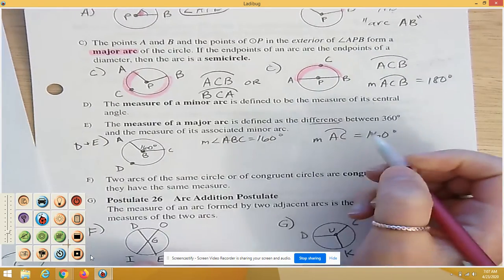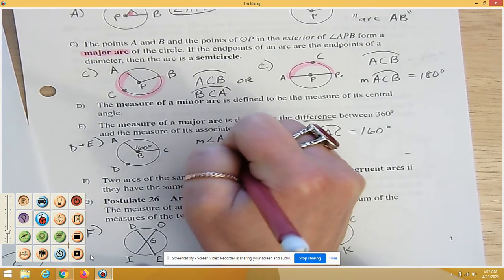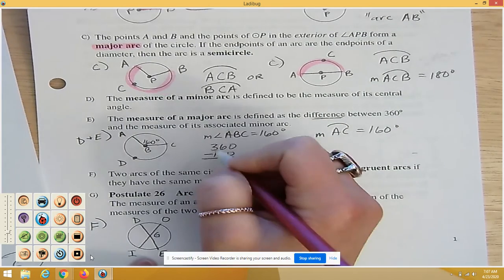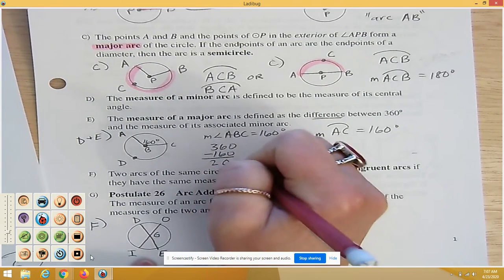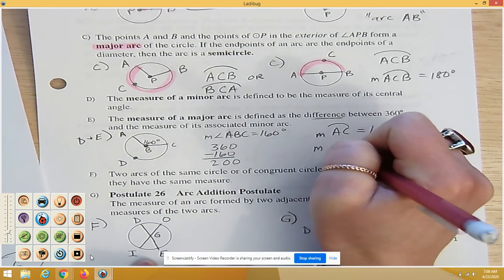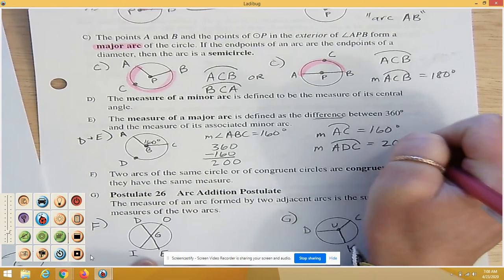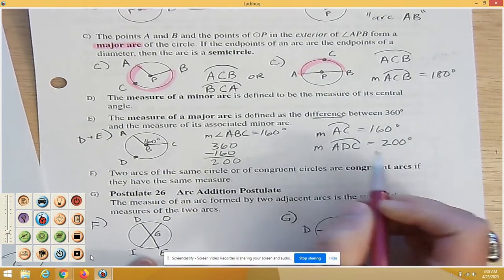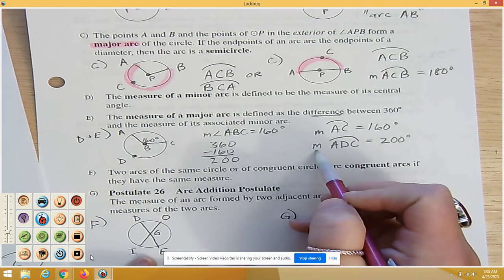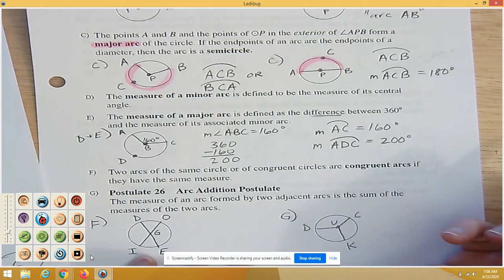All right, and so if this is 160, I would do 360 minus 160, and that's a pretty easy calculation. 3 minus 1 is 2, and then everything else cancels. So now the measure of arc ADC, that's the major arc, equals 200 degrees. And I could have said this is the measure of arc CA, and that this is the measure of arc CDA, and they would be the same.